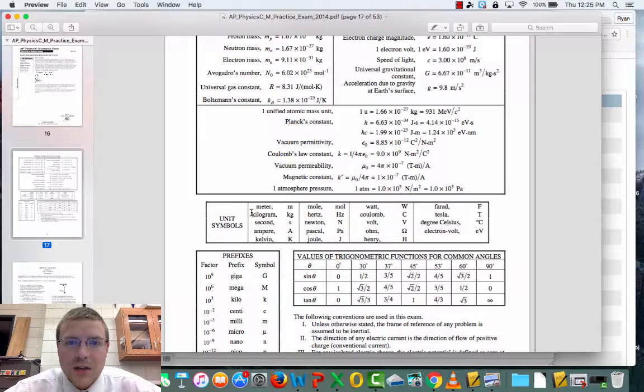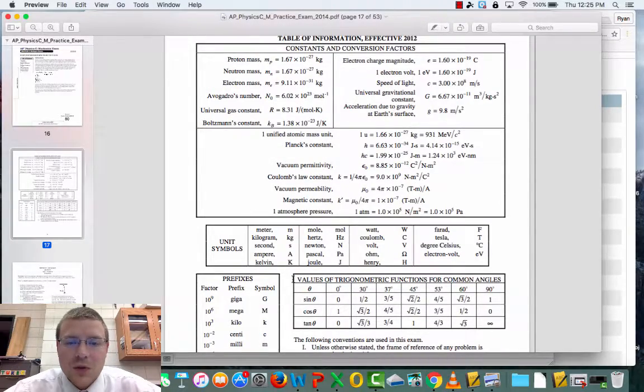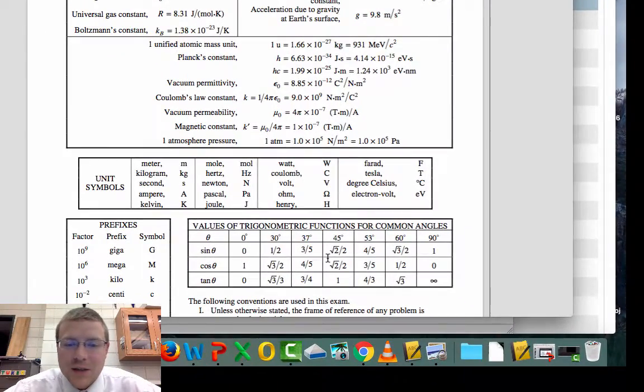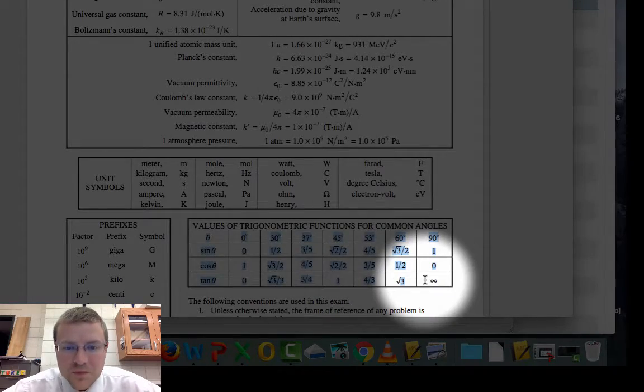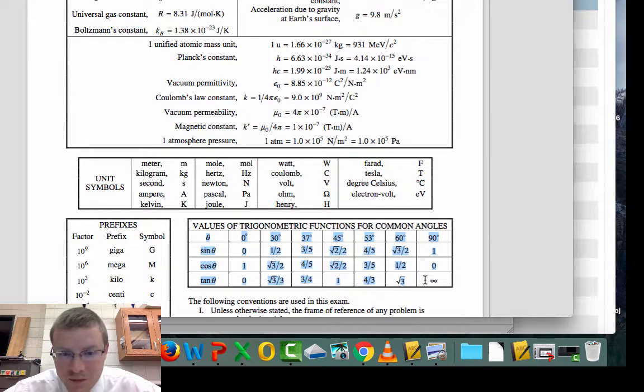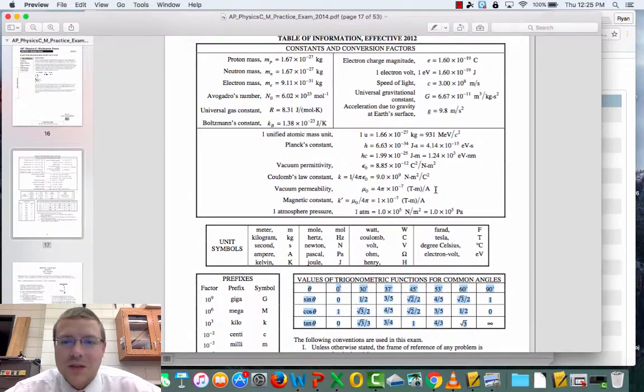They do give you the page of fundamental constants, and the huge thing down here is they give you the values of the trig functions. So if you're given any angles in any of your problems, you're able to use that sine of 30 is exactly a half, or the cosine of 37 degrees is 4 over 5. So they're giving you those so that you can do some quick math in your head, and you can use gravity as 10 in most scenarios instead of using 9.8 just to make the numbers work a little bit easier for you.